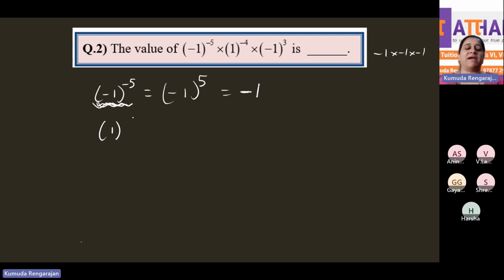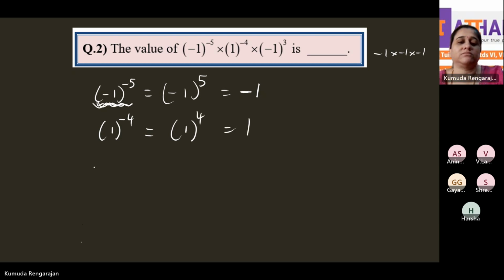Yeah. So -1 raised to an odd power is negative. -1 raised to an even power is positive. Yes. So now the next one is this. Reciprocal of the base, negative of the power. So 1, this one is already fine. This is -1. Now multiply all this. So it's a positive one.